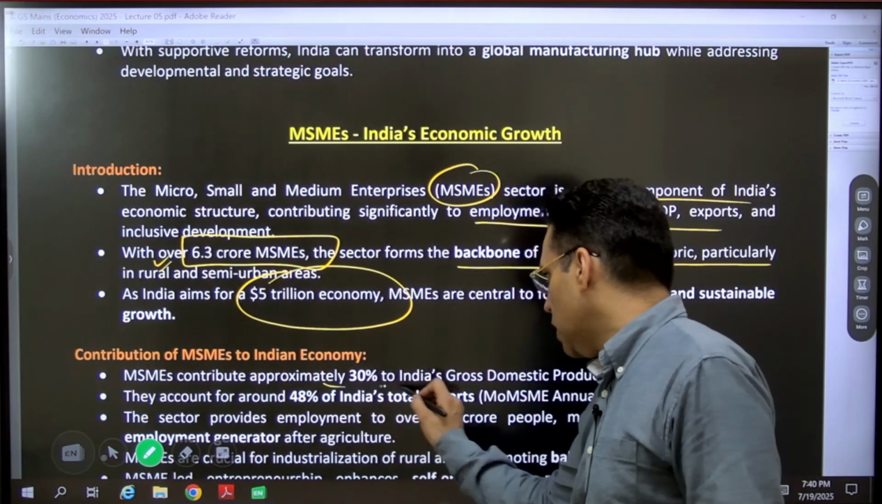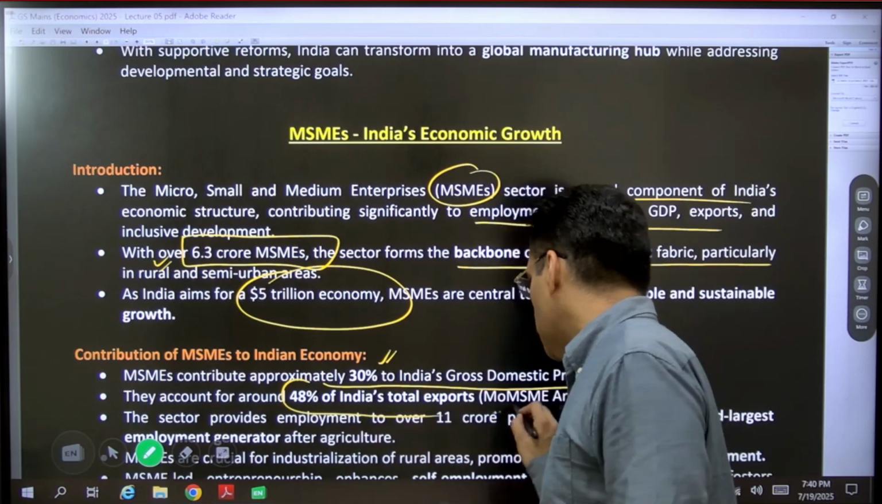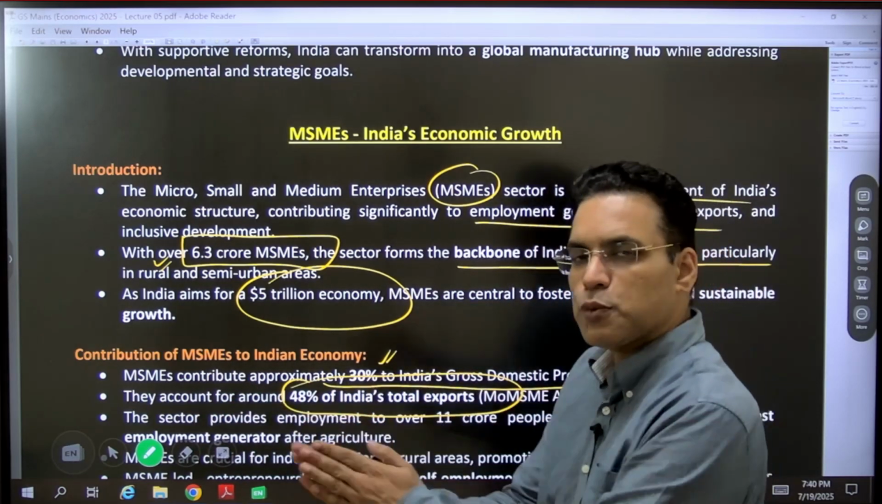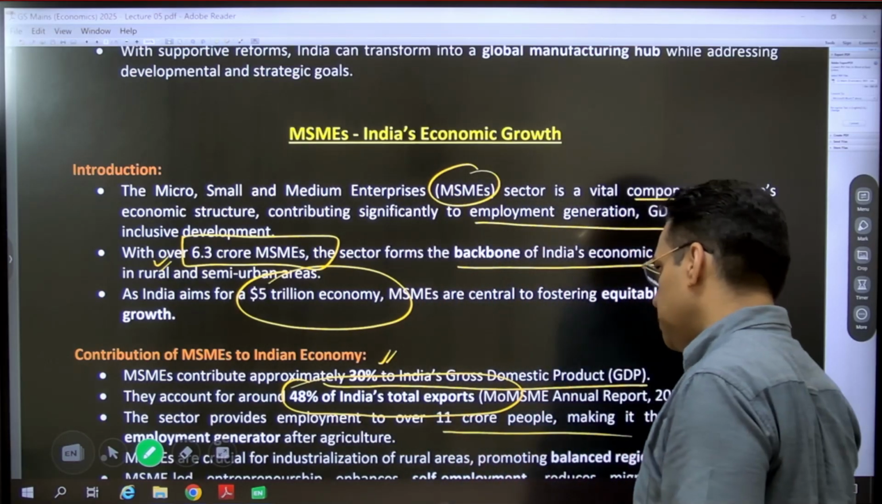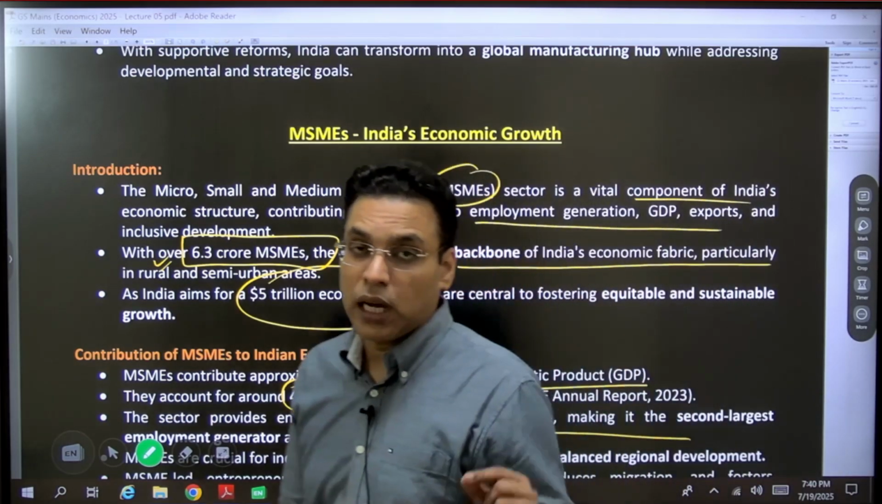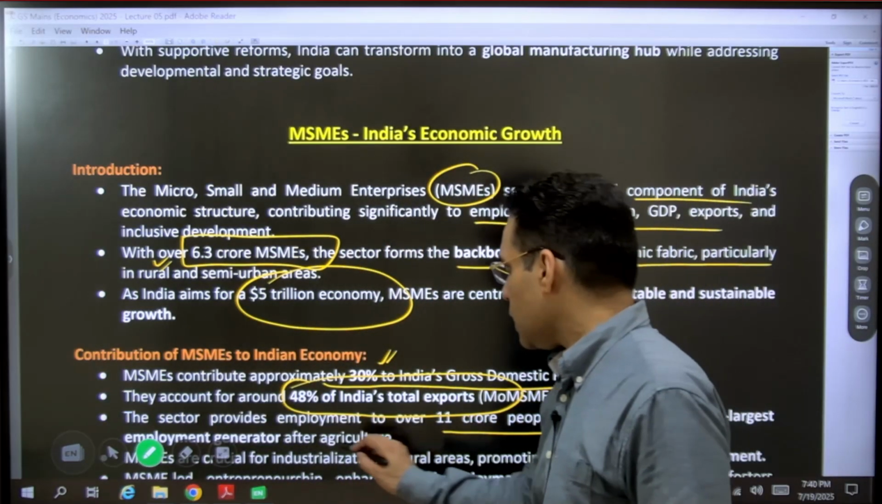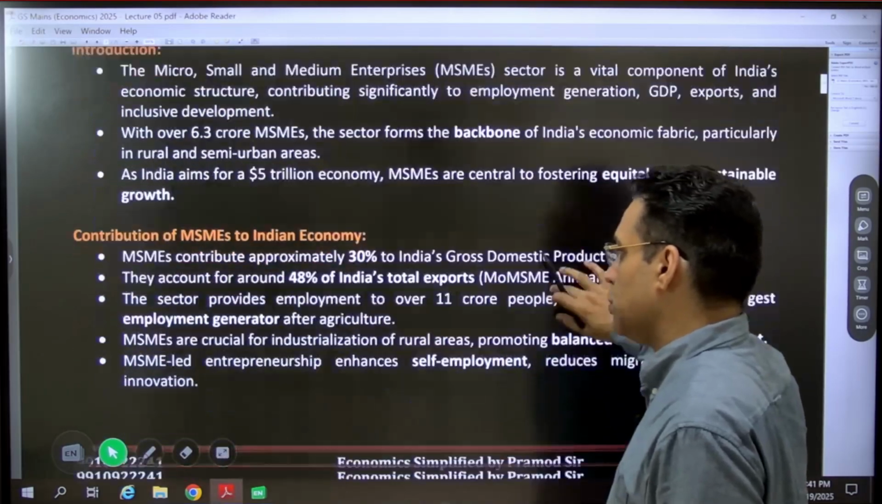MSME contribute 30% of the GDP. Now this data is again important. They contribute 48% of total exports. So if you promote MSME sector, तो export led growth automatically India में होगा. And 11 crore people, employment generation यहाँ से होता है. It is the second largest employment generation sector after agriculture. So that is how it can be seen, and it has to be led.